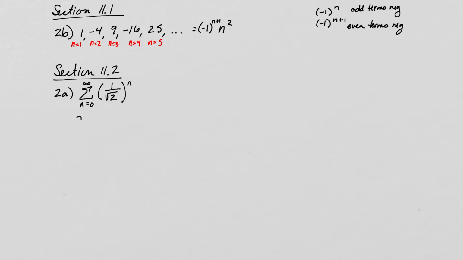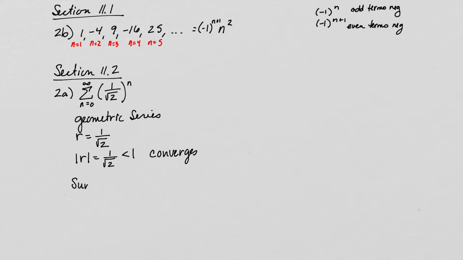So this is a geometric series. In this case, the r is 1 over the square root of 2. And the absolute value of r, which is just going to be 1 over square root of 2, is less than 1, which says that the series converges. And anytime a geometric series converges, you can find the sum. And the sum, I always said, is the first term divided by 1 minus r.